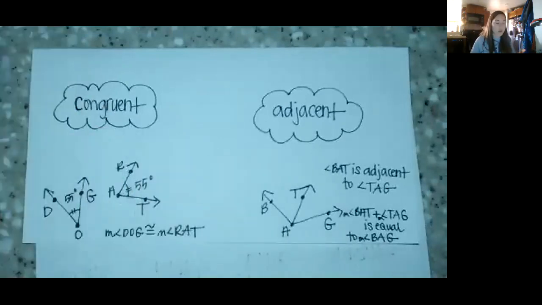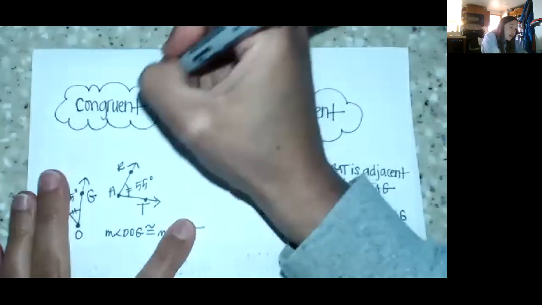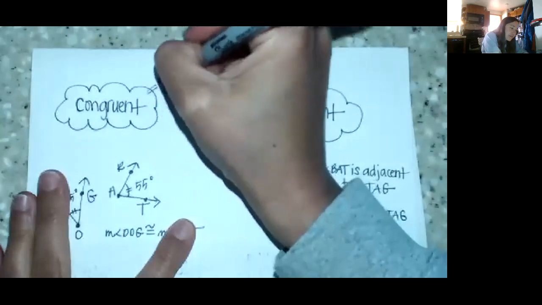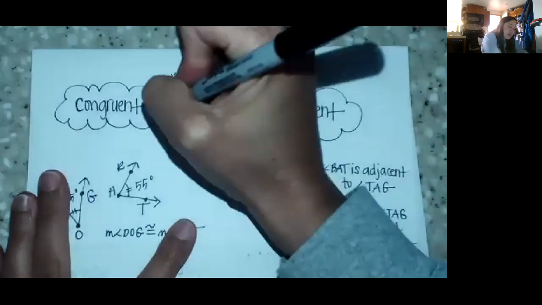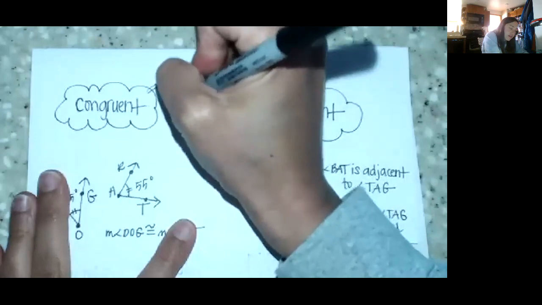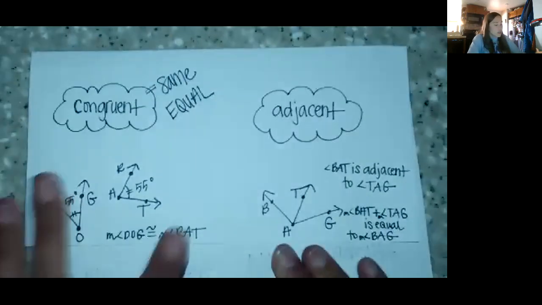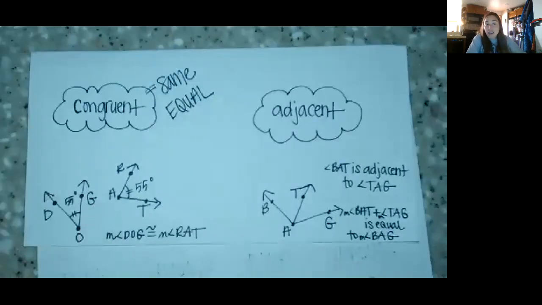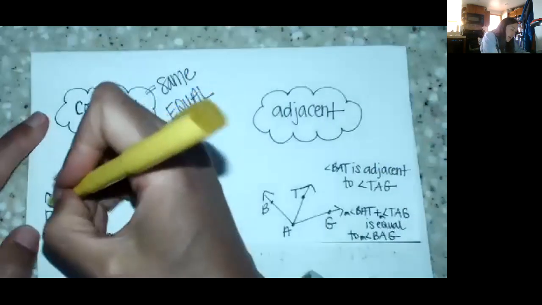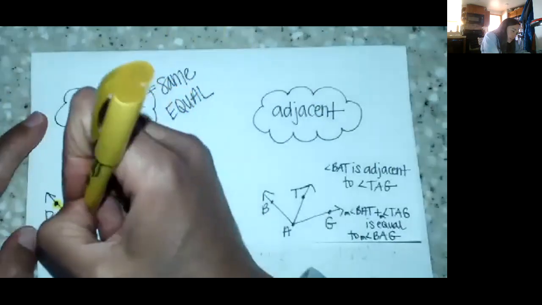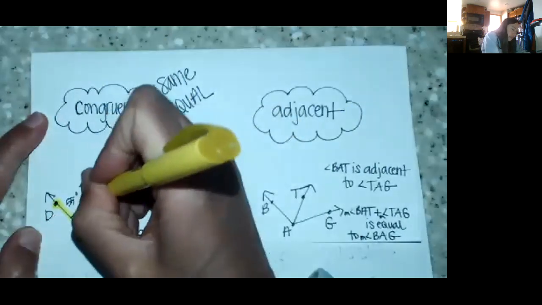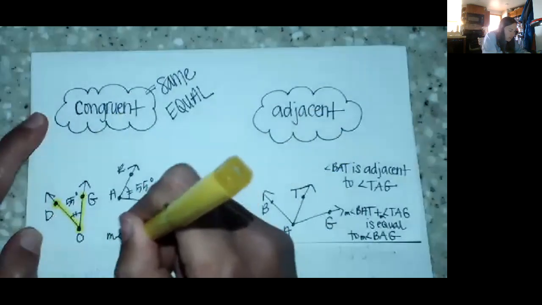Let's start with congruent. Congruent means that two things are the same. And when I think about the same, some people like to use the word equal. Now, we're going to be taking a look at congruent angles. So here is our first angle, angle DOG. Remember, when we read our angle measurements, we usually start out on the ray, and then we go down to the vertex and then out to the other ray. So DOG, which is right here.